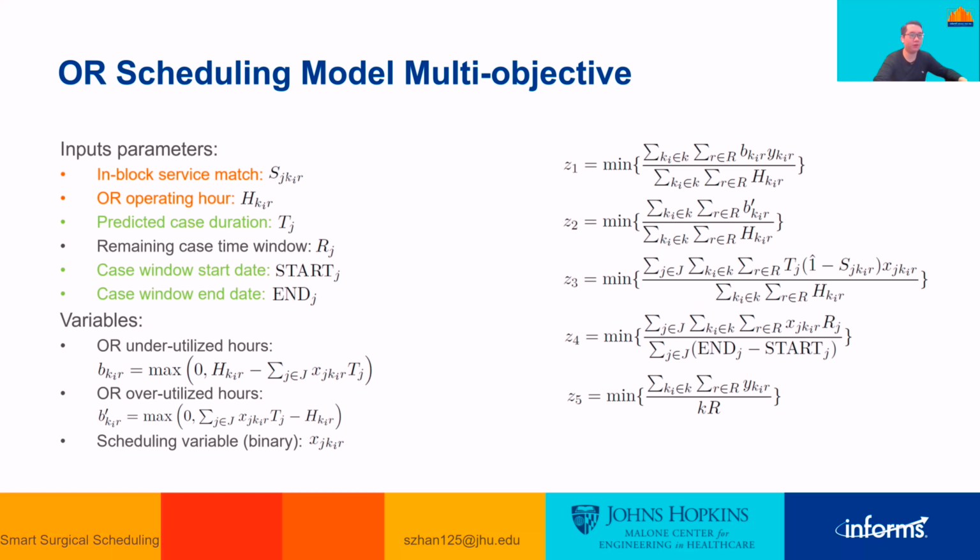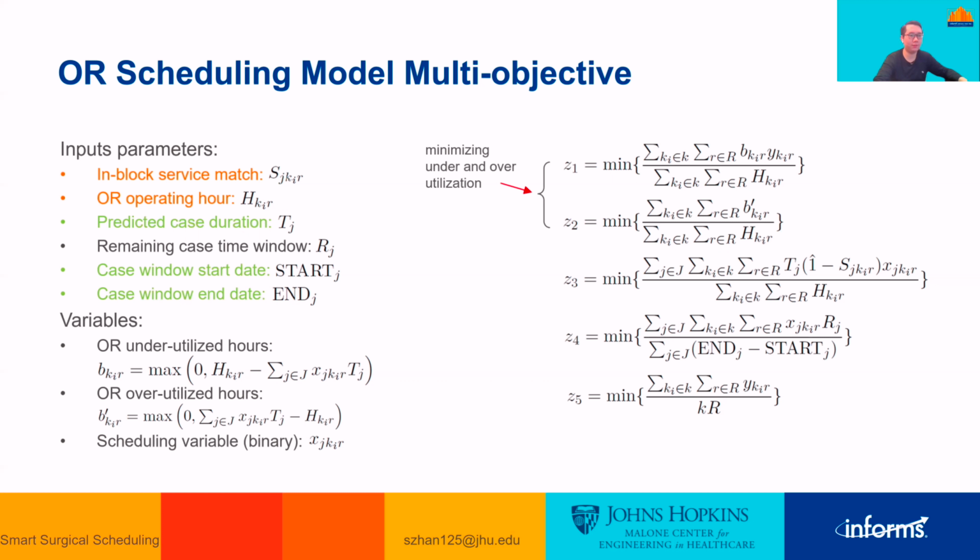We then provide the formulation of each model objective. Some additional parameters are binary in-block service match, S_JKR, which matches the service type of case J to the in-block service type of OR R on date K. Another auxiliary variable is the underutilized hours, which is just the opposite formulation of overutilized hours.